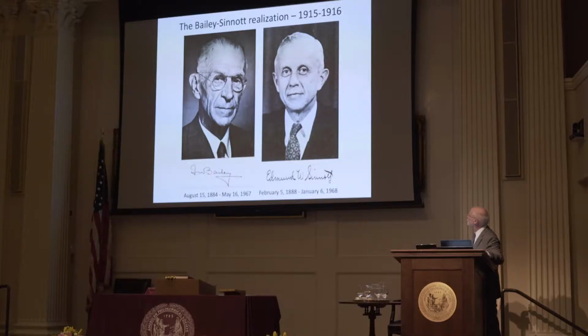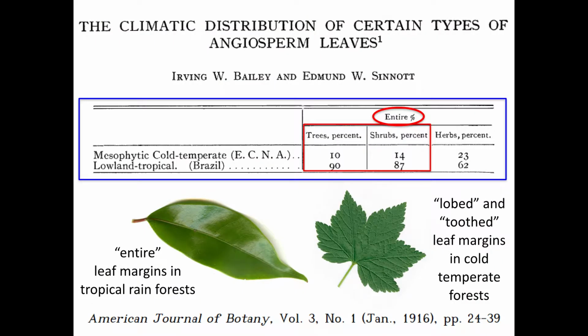Now, there were a couple of people in 1915, 1916, Bailey and Sinnott, who realized that there were these correlations and tried to put a finer point on it. And they pointed to one particular thing. It was quite a big discovery, but now we know for sure this is true: if you take leaves like this, we call these entire. They don't have any special things going on at the margins. There's no teeth, there's no lobes.